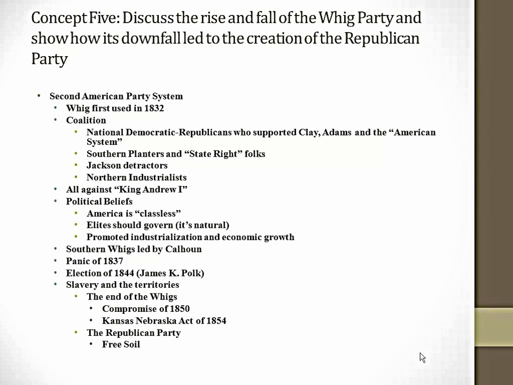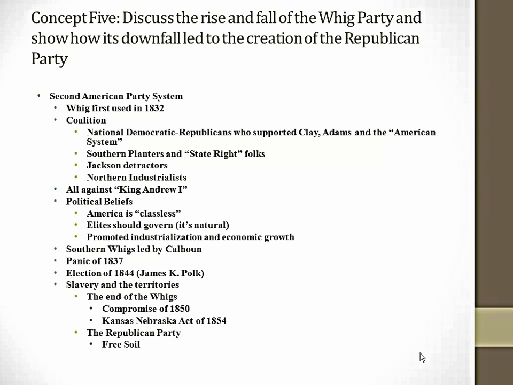And the coalition is as such. One, national Republican supporters of Clay, Adams, and the American system. Two, Southern planters and states' rights groups led by Calhoun who were opposed to Jackson's stand on nullification. Three, former administration supporters alienated by Jackson's bank policy. Four, Northern industrialists whose views were represented by Daniel Webster from Massachusetts. Five, after 1836, the remnants of the anti-Masonic Party.